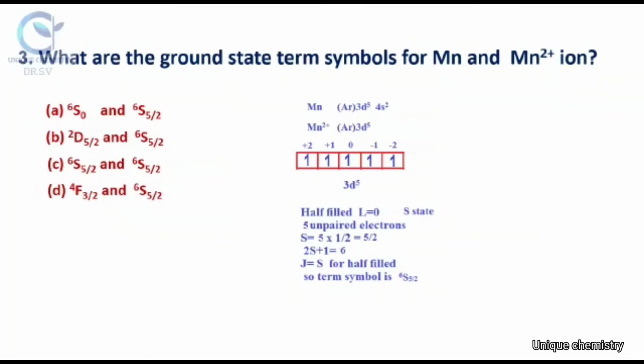Now you see there is a d orbital with 5 electrons filled, and they are half filled, so L is equal to 0. So it is an S state. With 5 unpaired electrons, S is equal to 5 into 1/2, that is 5/2. And spin multiplicity 2S plus 1 is equal to 6. For a half-filled configuration, J is equal to S. So the term symbol is sextet S5/2.